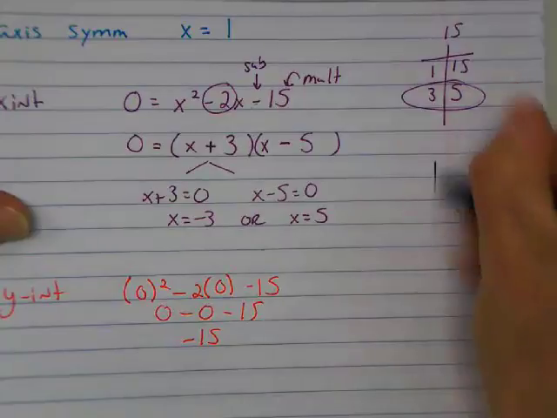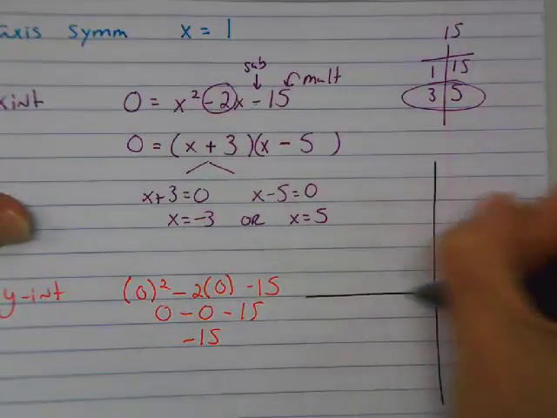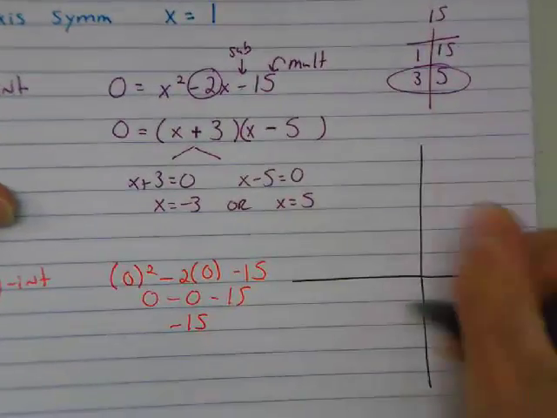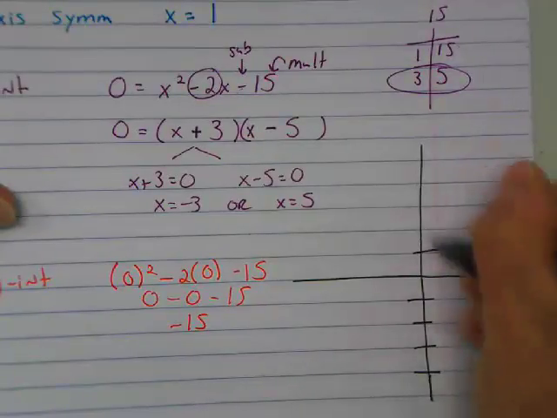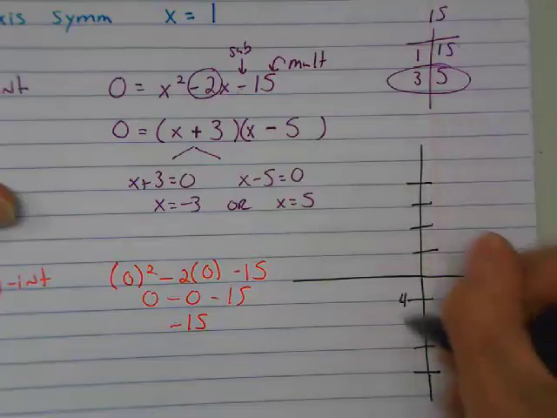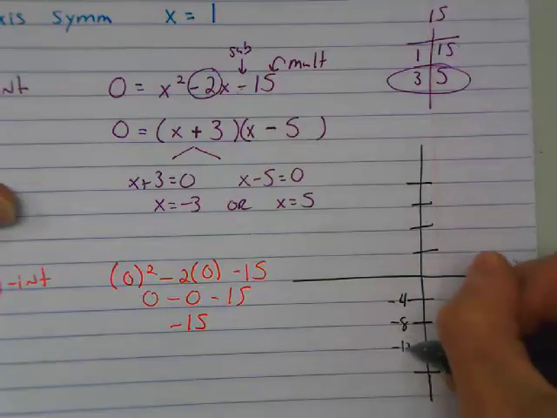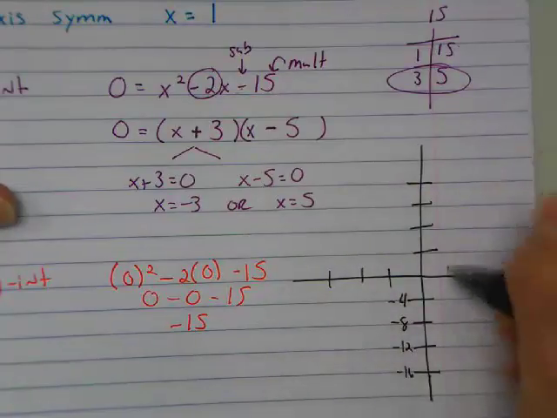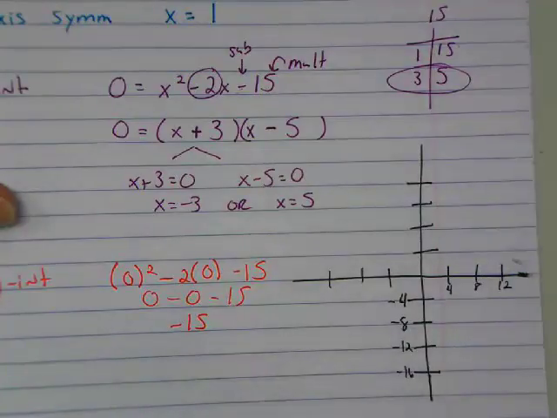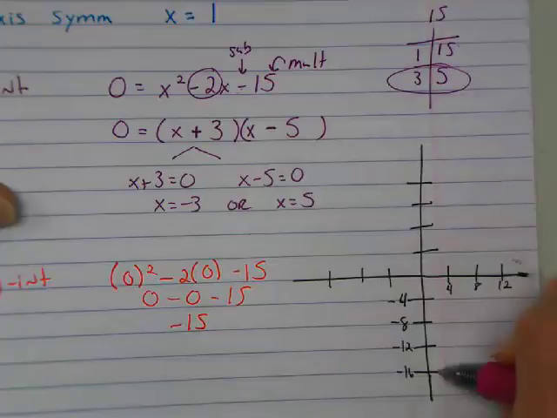My axis of symmetry is right here, x equals 1. My x-intercepts are at negative 3 and 5. And my y-intercept is right here. And now I'm just going to sketch in my parabola. And there it is. Okay?